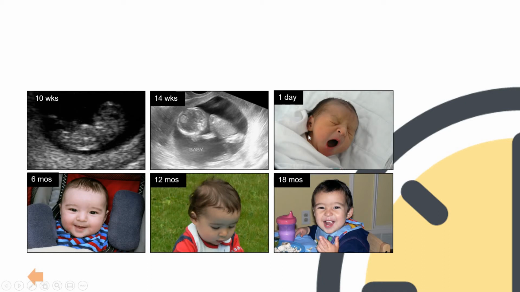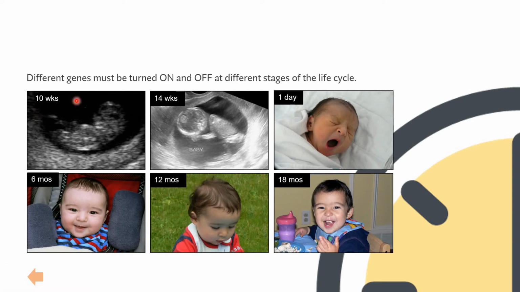I want you to observe our illustration here. We have 10 weeks, 14 weeks, 1 day, 6 months, 12 months and 18 months. Different genes must be turned on and off at different stages of the life cycle. The very first dimension of gene expression regulation is this: time.